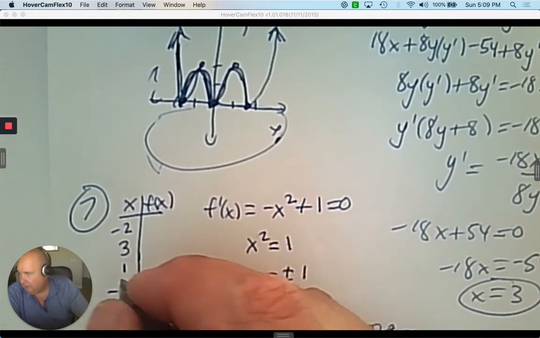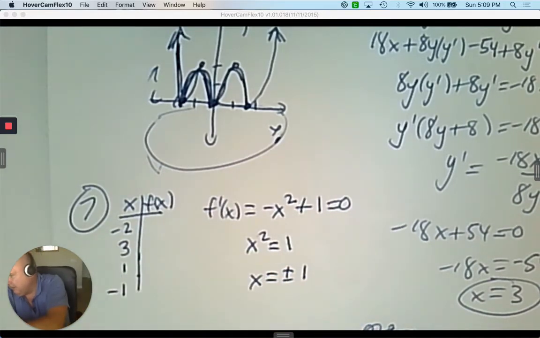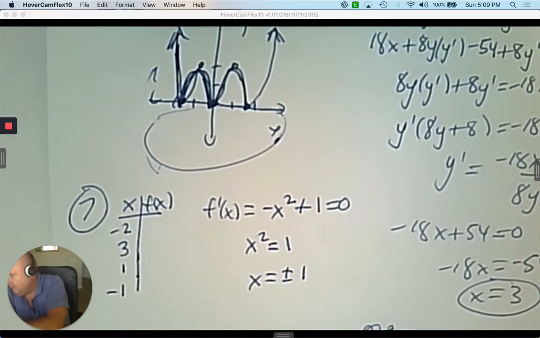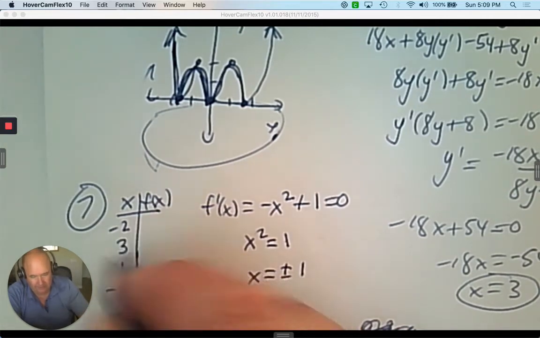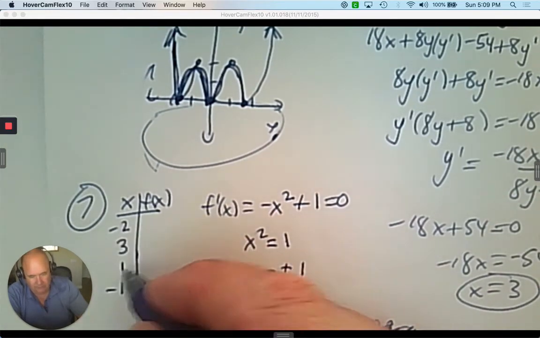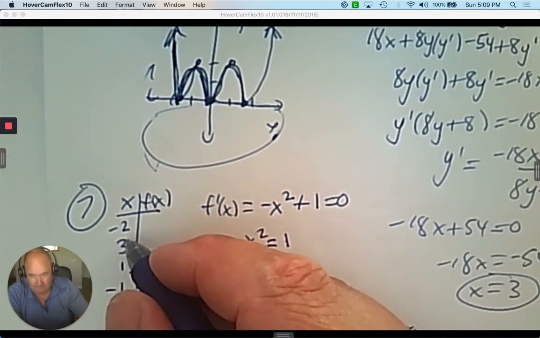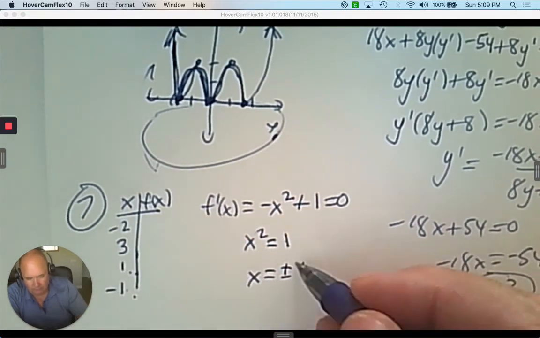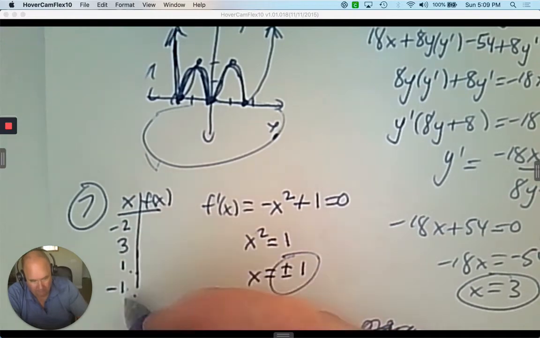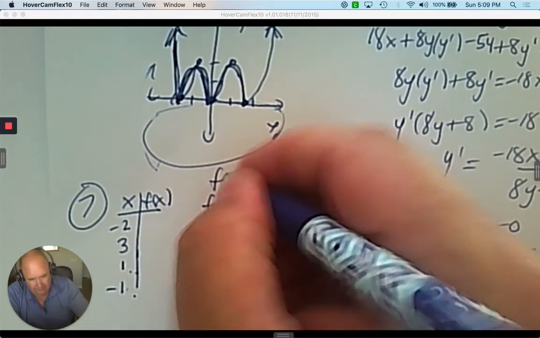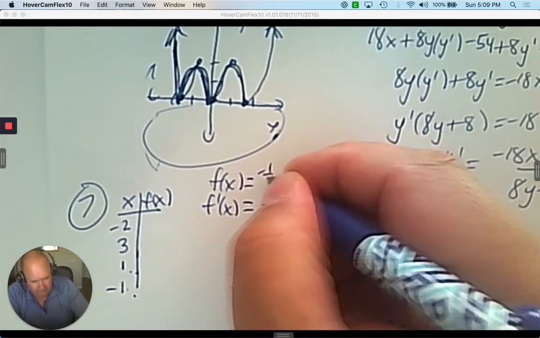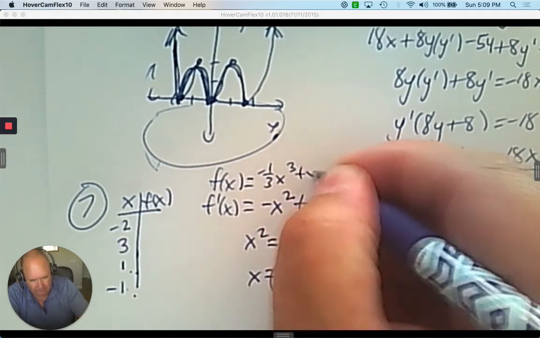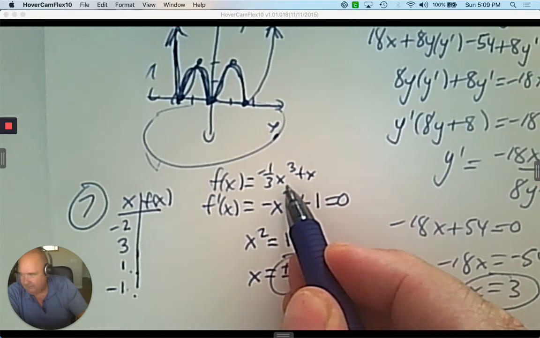And notice +1 and -1 are both in my domain restriction. So I had to make sure that +1 and -1 are within -2 and 3. So if these numbers were not in the correct domain, then I cross them out and only use the ones that are in the domain. But they all are. So I have 4 that I need to plug in. So again, the function itself was -1/3 x cubed plus x. So each one you're going to plug into here and get a value.